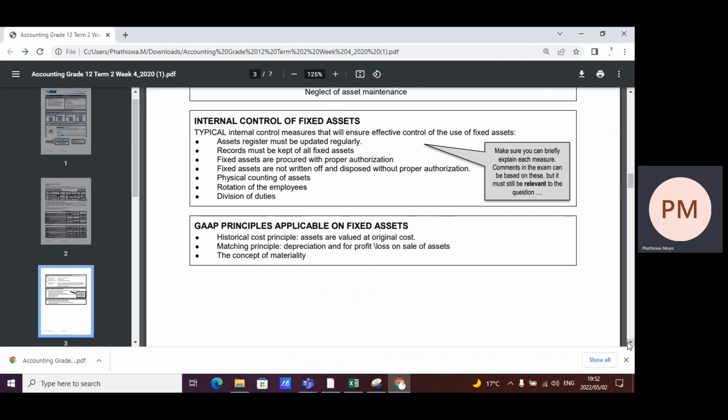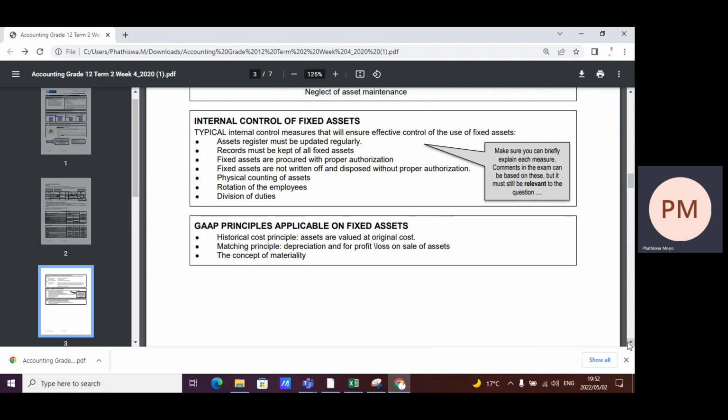Okay, internal controls of fixed assets. This question, guys, usually comes out. Typical internal control measures that will ensure effective control of assets. And it says, make sure you briefly explain each measure. Comments in the exam can be based on these. It must still be relevant to the question.